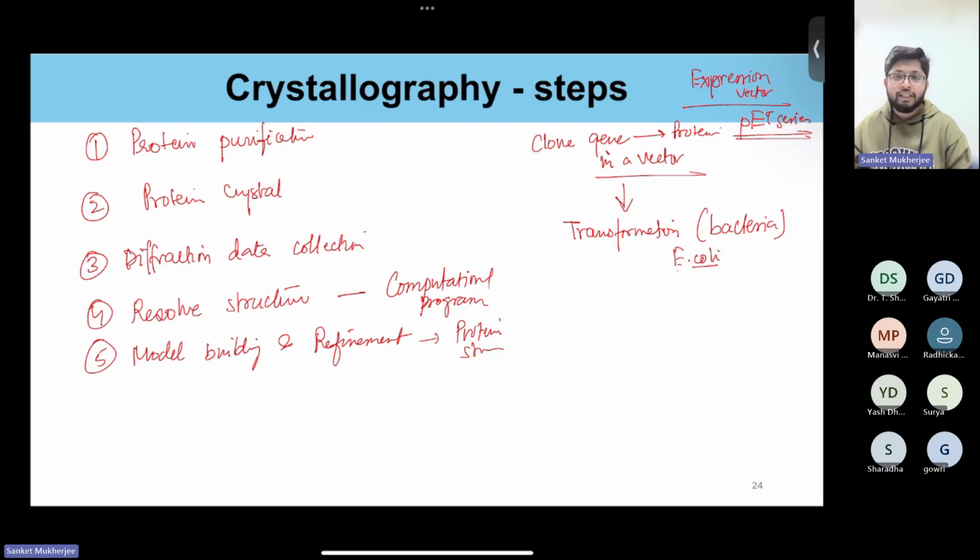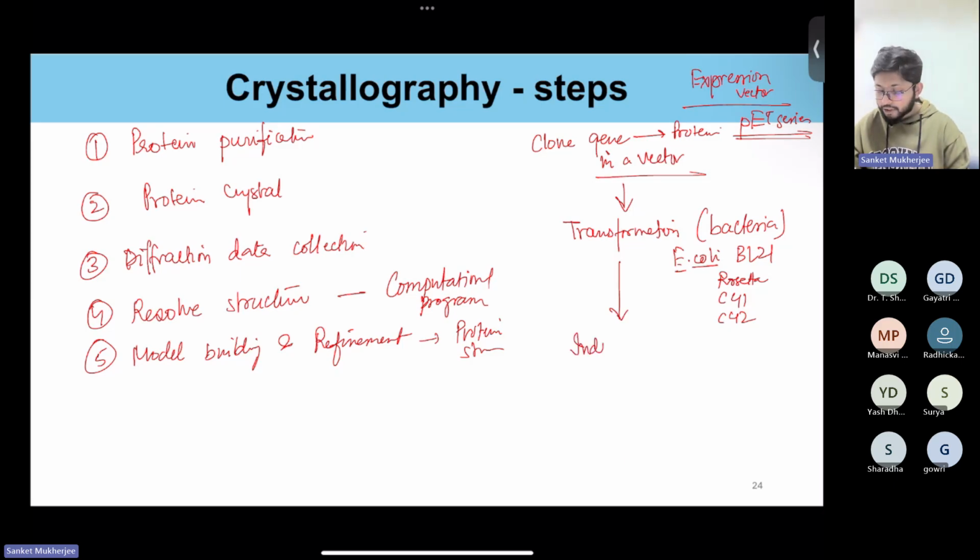Again, various types of bacterial systems are there for protein expression. Very commonly used is BL21. Then there is the Rosetta strain, and there are other strains also, C41, C42, something like that. These are different E. coli strains. They have different features to deal with specific protein problems. You can actually read about them in your free time. These are not very important in the context of the course.